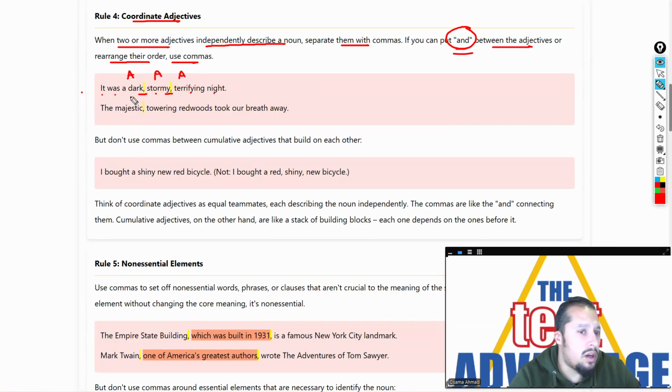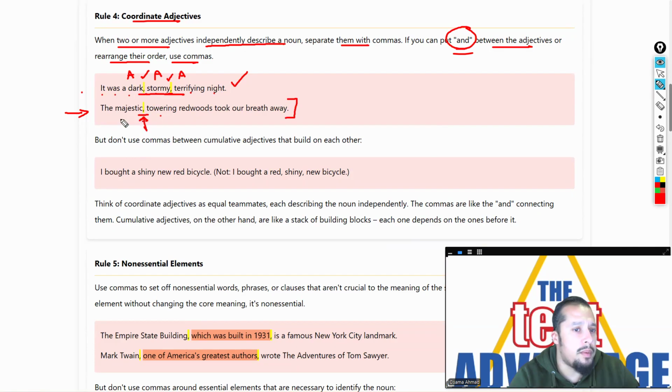Now, if I can say dark and stormy, we can use a comma. If I can say stormy and terrifying, we use the comma. If I can change the order of the list, for example, it was terrifying, dark, stormy night, or it was a stormy, terrifying, dark night, that means I can use a comma. Or here's another example: The majestic, towering redwoods took our breath away.